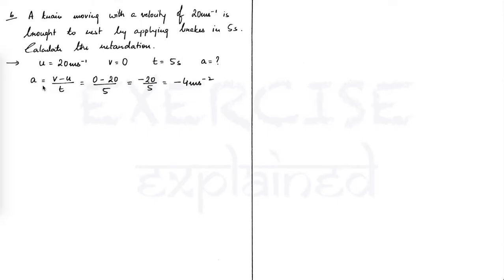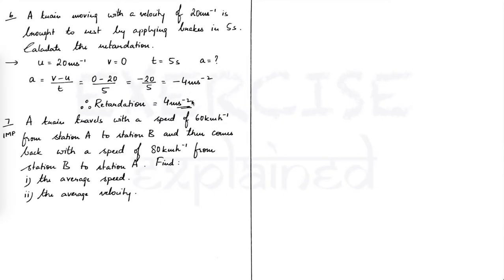So I'll be using the acceleration formula that happens to be v minus u by t. So v is 0 minus u is 20 divided by 5. So we get it as minus 20 by 5. That happens to be minus 4 meter per second square. So I've got acceleration to be minus 4 meter per second square. So retardation is going to be 4 meter per second square.